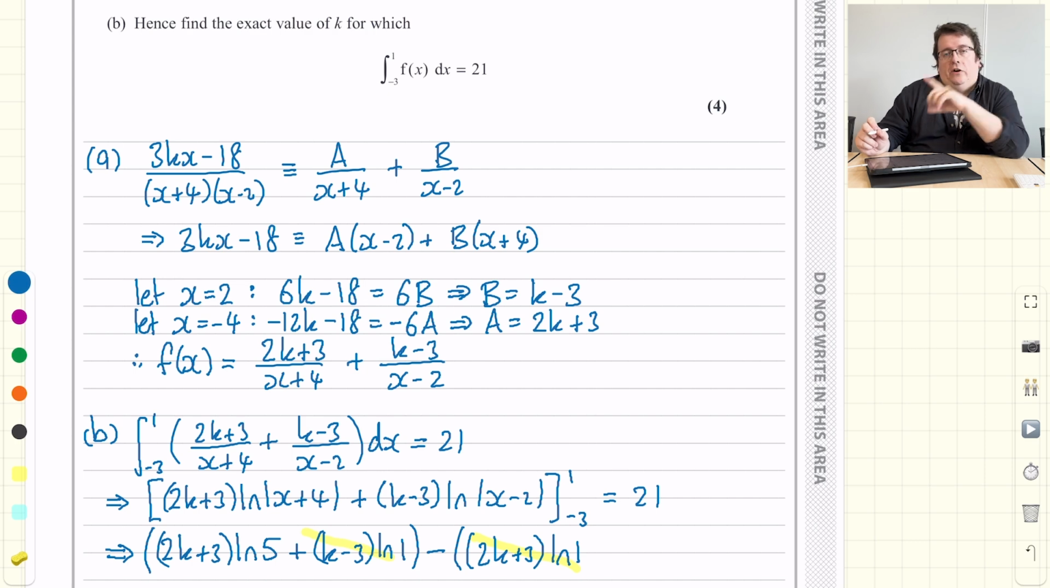I wouldn't use a highlighter in the exam, okay? Don't put a line through it either. Just on the next line, evaluate it to 0, okay?